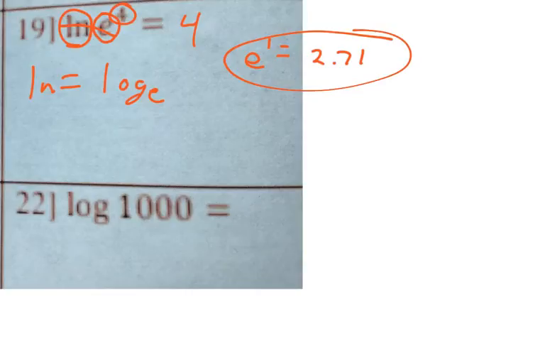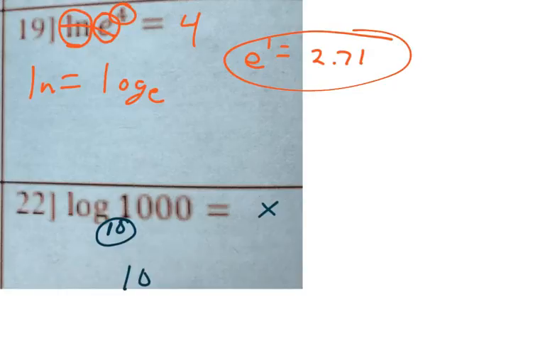Now, let's go to this number 22 here. Notice there is no number there. So if there is no number, you have to remember that number really is a 10 there. So this is the same log that you would have on your calculator. On your calculator, that log button is base 10. But anyways, to solve this, we know it's some value x. So we know it's a base 10.